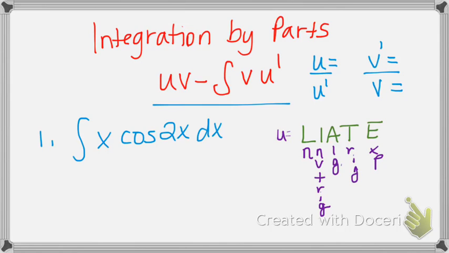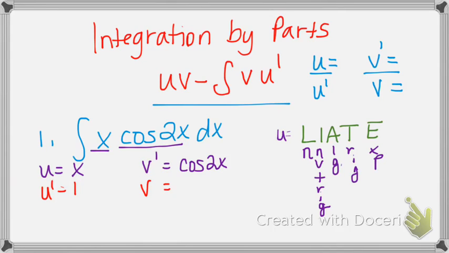So you look in the problem and you look at the two things or three things that are in the problem, and whichever one comes first in LIATE, that's the one that u is. So in this problem we have algebra and we have trig. Algebra comes before trig in LIATE, so u is going to be the algebra. And then v prime is going to be the trig part. So then u prime is 1. I just find the derivative.